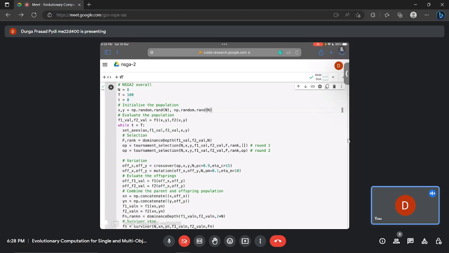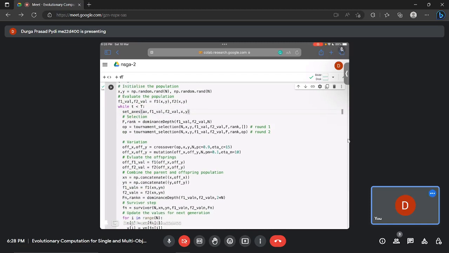The next step is initializing my population. I'm using a uniform distribution to initialize my population and then calculate the function value. The next is iteration till convergence, that is this while loop, while t is less than capital T, the maximum number of generations. Set axis is basically just to show you some visualization, you will see that later. So you can leave that for now.